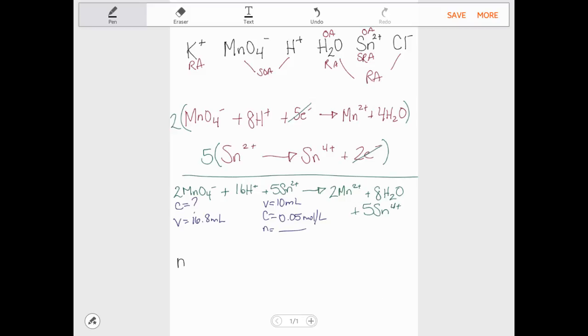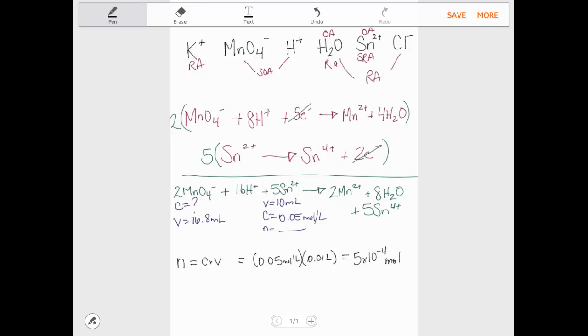Okay, so the number of moles of our tin is going to equal the concentration times the volume. So n equals c times v. And when I do that, I get my moles is equal to 0.05 moles per liter multiplied by 10 milliliters. And because we have liters in our moles per liter unit, I'm going to convert my milliliters into liters. So I have 0.01 liters. So when I do that calculation, I get 5 times 10 to the negative 4 moles.